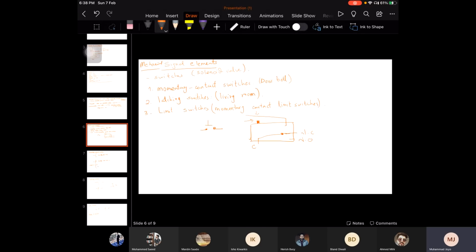There is a coil inside it. Once the coil is energized, there are some normally open and normally closed switches that turn on and turn off. Okay, so the basic concept of relays and contactors is the same, that is electromagnetism.